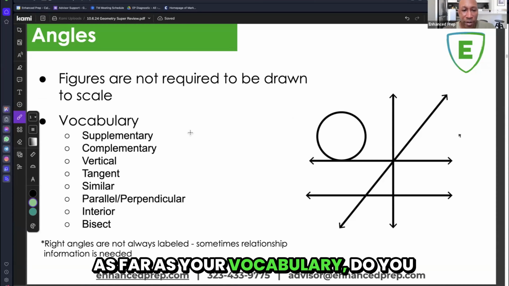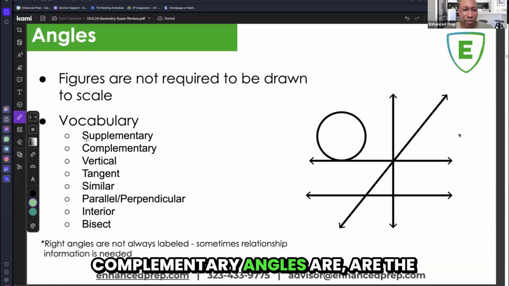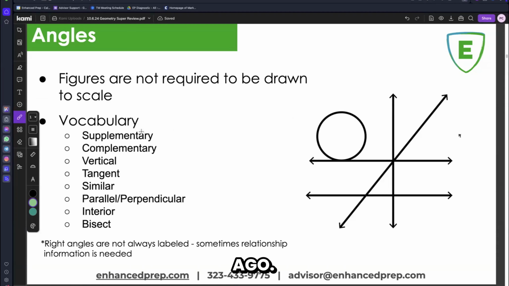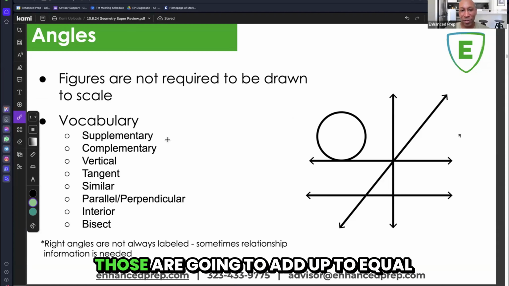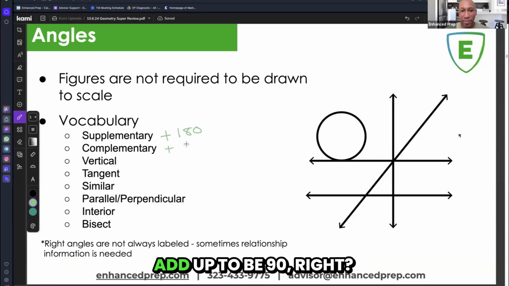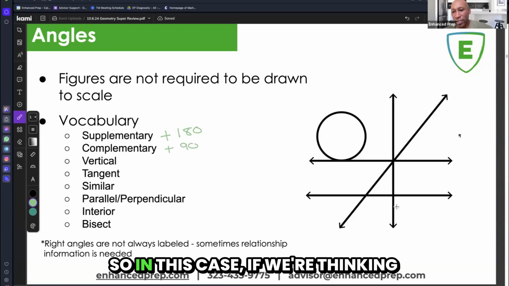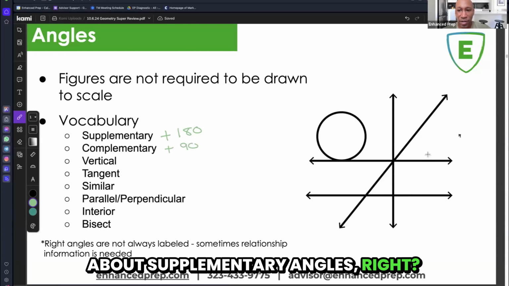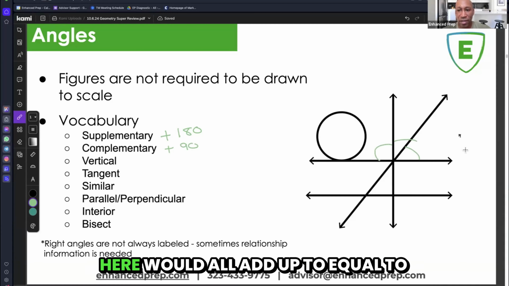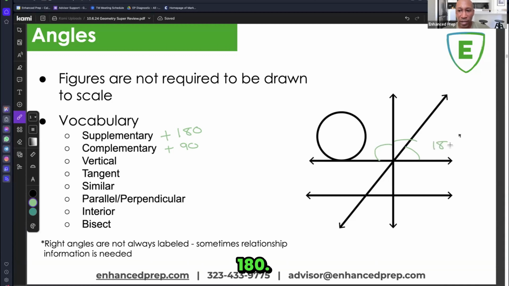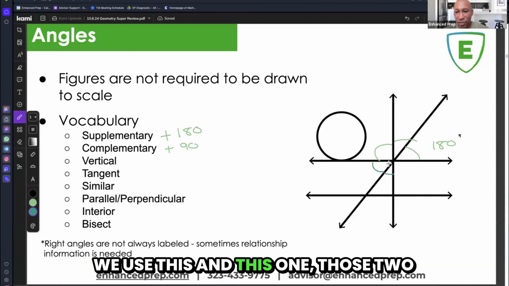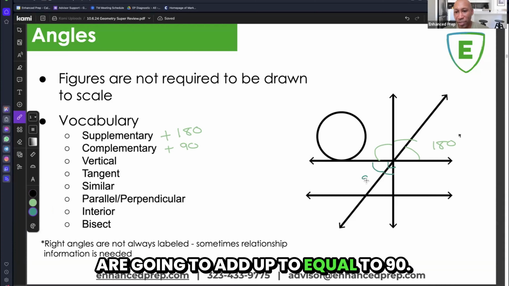As far as your vocabulary, do you know what supplementary and complementary angles are, the first two? Oh, I learned geometry long ago. Okay. So supplementary angles are going to add up to equal 180. Complementary angles are going to add up to be 90, right? So in this case, if we're thinking about supplementary angles, this angle right here, this angle right here, and this angle right here would all add up to equal 180. And if we're thinking about complementary angles, let's say we use this and this one, those two are going to add up to equal 90.